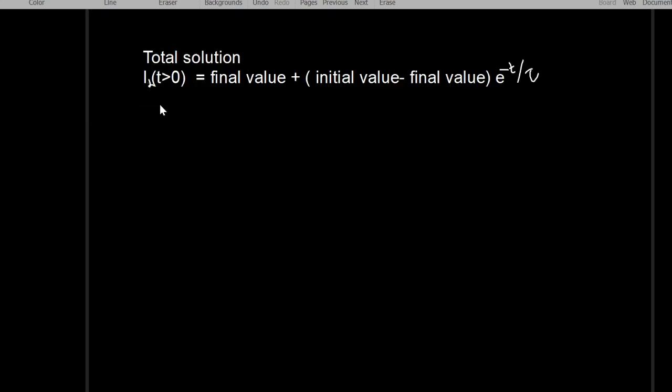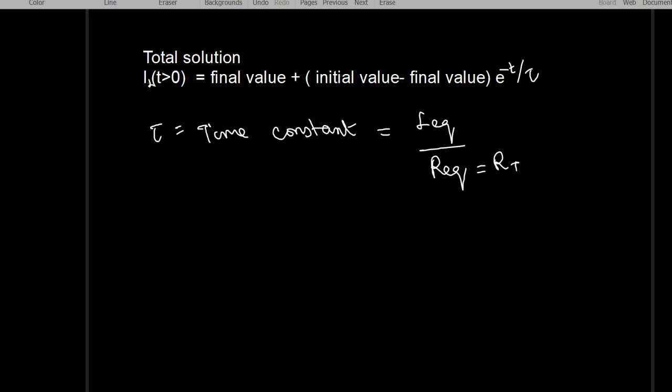So the total solution can be written like this. Inductor current at t is greater than 0 is the final value of the inductor current plus the initial value of the inductor current minus the final value of the inductor current multiplied by e power minus t by tau. Okay. In this, we need to find out the tau value. Tau value is nothing but the time constant. So it is calculated as L equivalent divided by R equivalent, where this R equivalent is nothing but the R Thevenin. So this R Thevenin can be found out like the previous procedures which we are adapting usually. Okay.